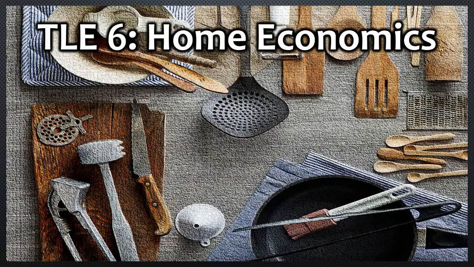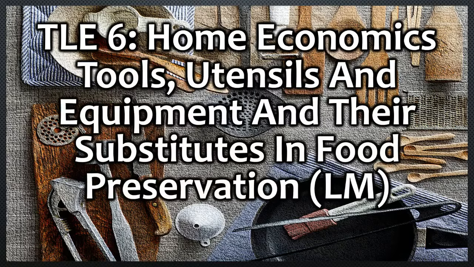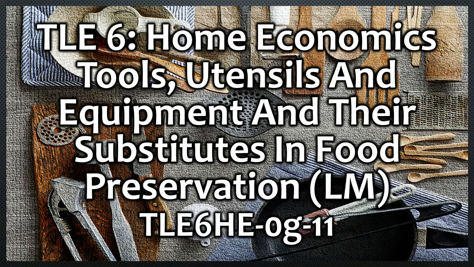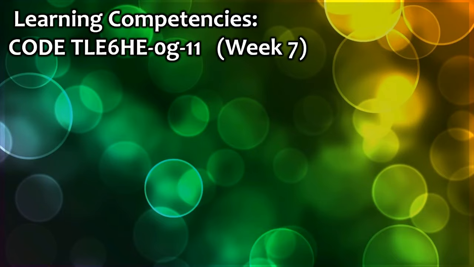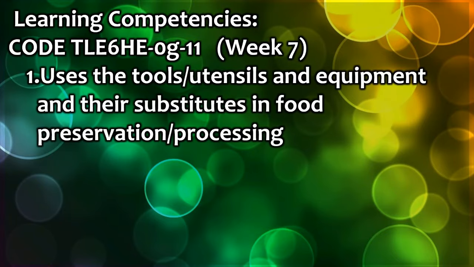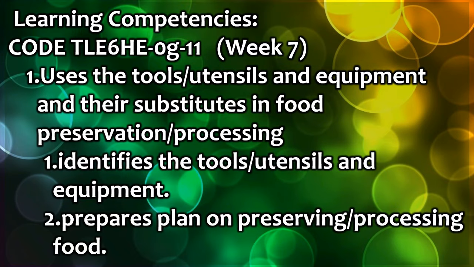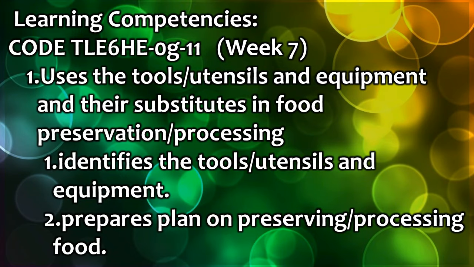TLE6, Home Economics. Tools, utensils, and equipment and their substitutes in food preservation, LM. TLE6HE-0g-11. Learning competencies, code TLE6HE-0g-11, week 7. Uses the tools, utensils and equipment and their substitutes in food preservation/processing. Identifies the tools, utensils and equipment. Prepares plan on preserving/processing food.